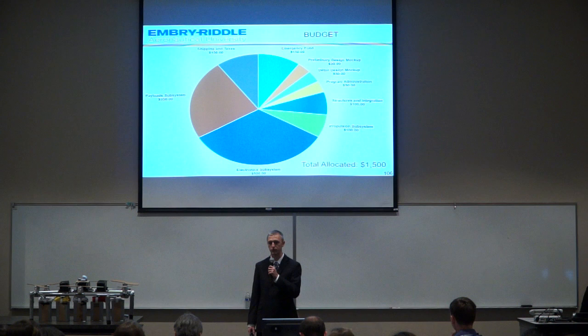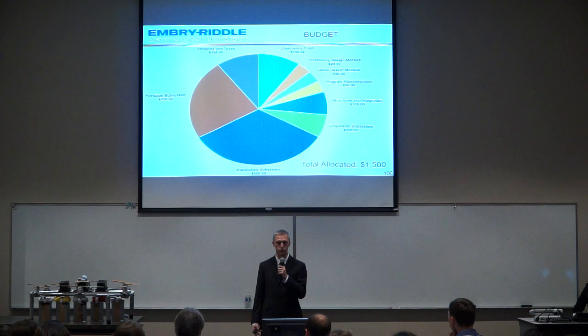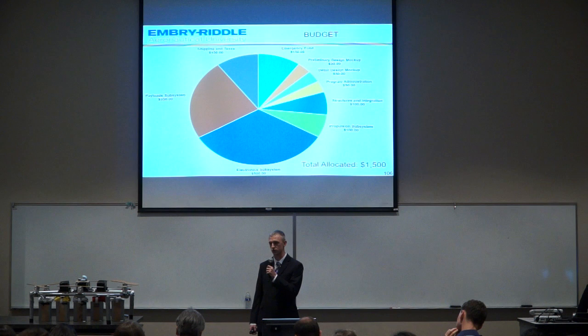Now we've also allocated $150 for shipping and taxes that we may incur from purchasing our materials. We've also allocated $150 as an emergency fund in case we break any components during our testing phase or we need to purchase additional unforeseen materials.